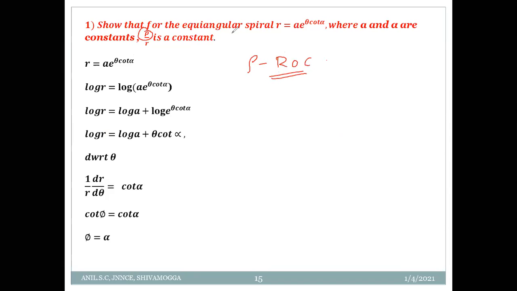Show that for the equiangular spiral, r is equal to a into e power theta cot alpha, where a is a constant, alpha is a constant, then rho by r is also a constant. That means first you have to find rho. Rho means radius of curvature. First we find the pedal equation, right? To find the pedal equation, what is required? The angle between the radius vector and the tangent is required, which is denoted by phi. That is to be determined first.